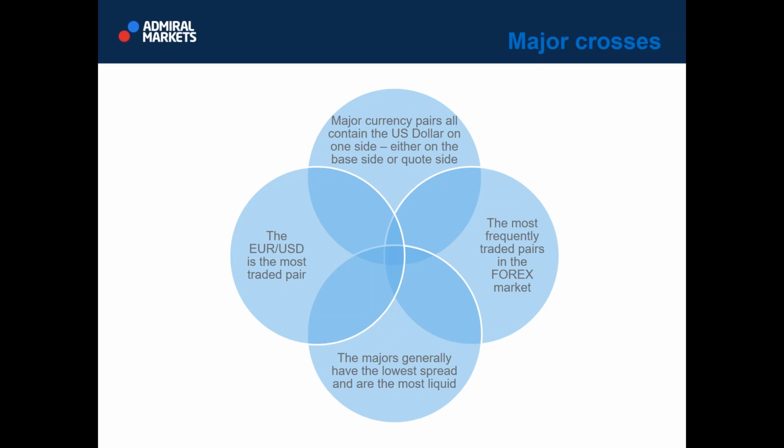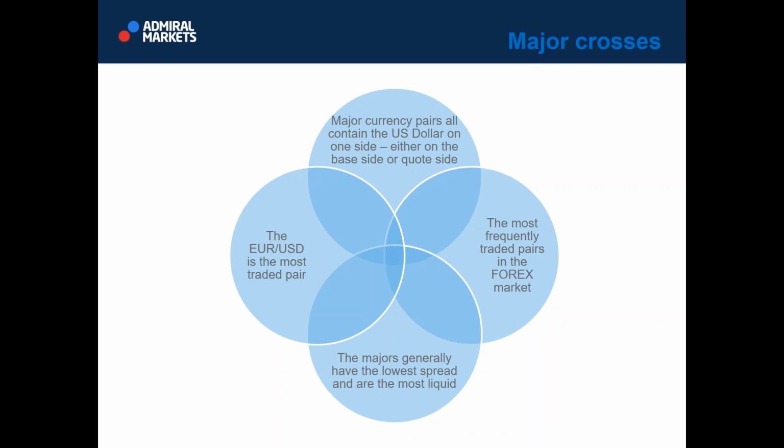Major currency pairs all contain the dollar on one side, either on the base side or the quote side. Remember that, okay? So major currency pairs all contain the dollar on one side. When you see USD, you know that there is a major pair. It doesn't matter if it's a base or quoted currency. I already mentioned that euro dollar is the most traded pair. Back in time when I started to trade, GBP dollar was the most traded pair. Now it's euro dollar. So major crosses are the most frequently traded pairs in the Forex market.